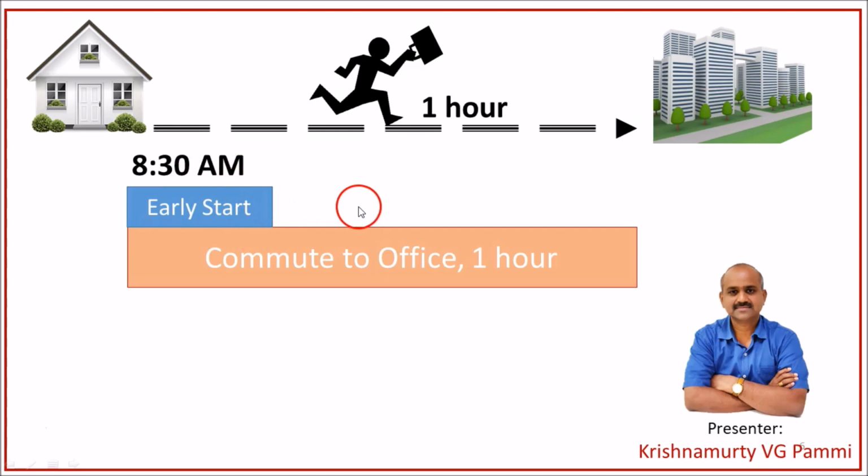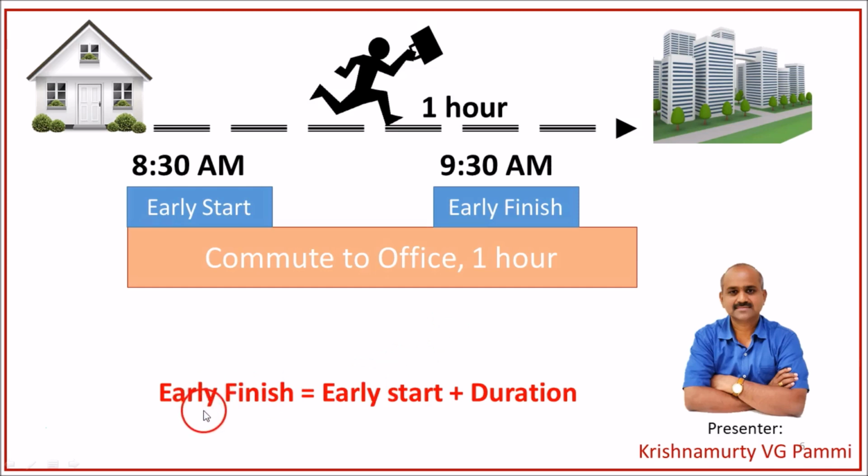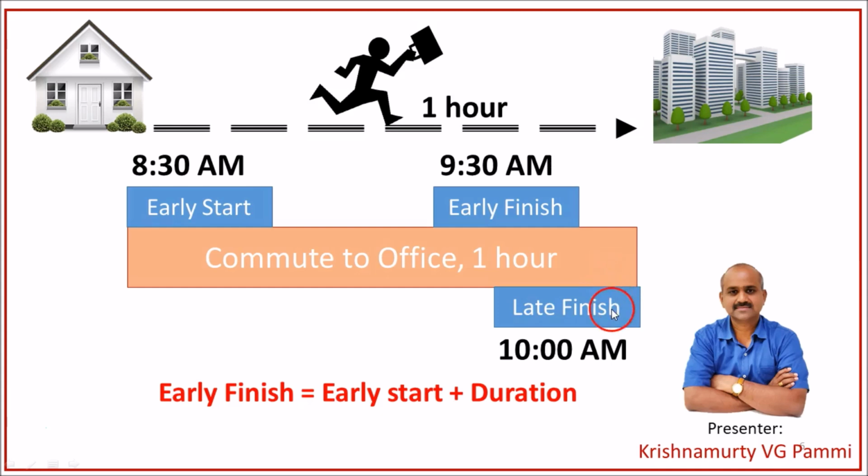So to get early finish, we have to add duration to early start. So early start 8:30 a.m. plus 1 hour is early finish. So early finish, the earliest time an employee can reach office, is 9:30 a.m. That is earliest finish. It can be obtained by the formula: early finish is equal to early start plus duration. Let us suppose that the employee must be in office by 10 a.m. So the late finish of this activity is 10 a.m.